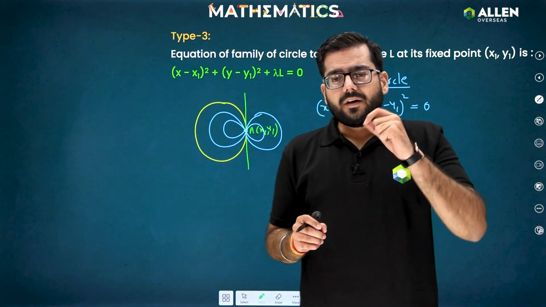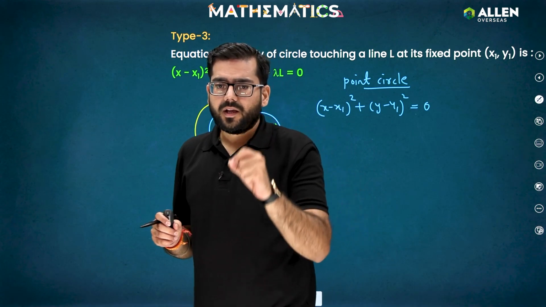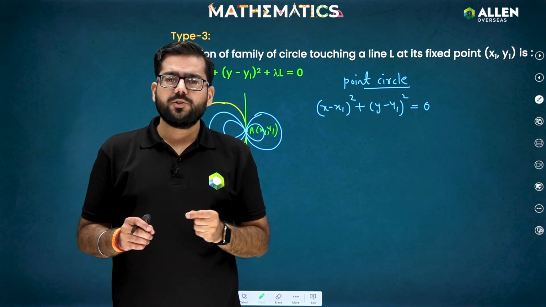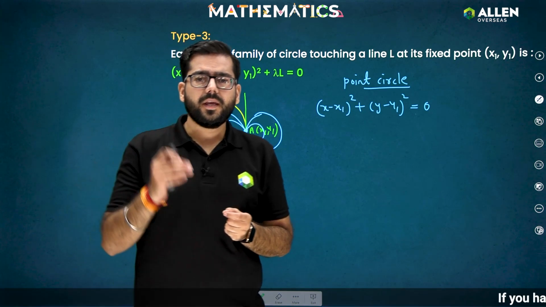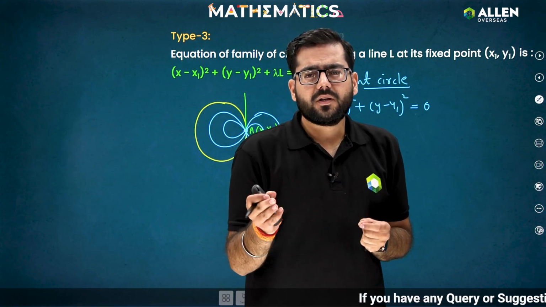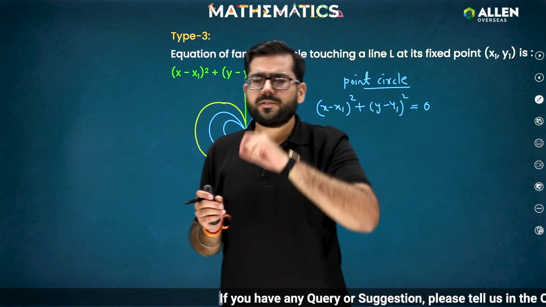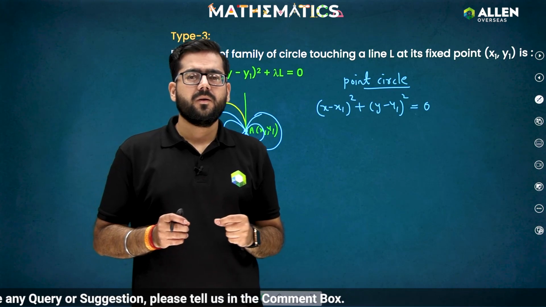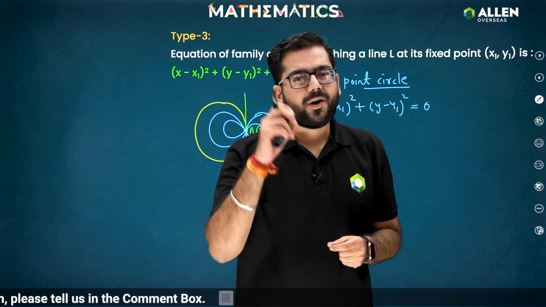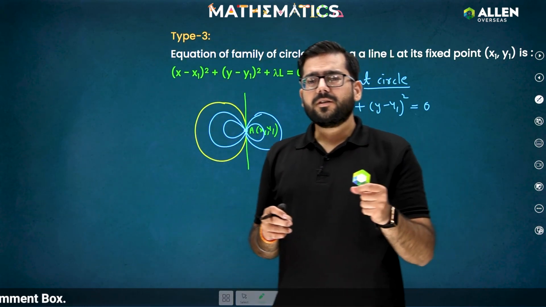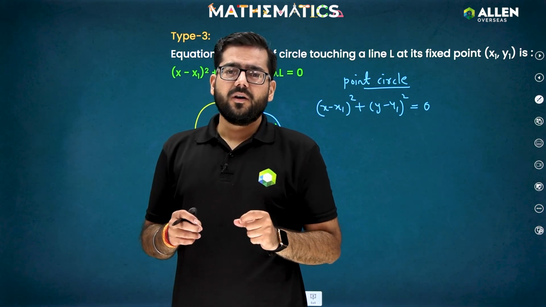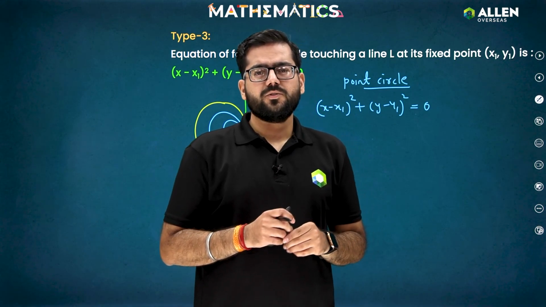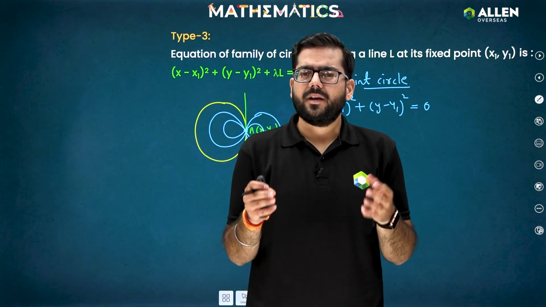Similarly, if you have a circle and a line intersecting at two particular points, again you can make a family of circles passing through those intersecting points with the help of S plus lambda L equal to 0. And the third one, the point circle. In the point circle, the radius would be 0, still the same concept, S plus lambda L equal to 0. So you have to apply the same concept always.